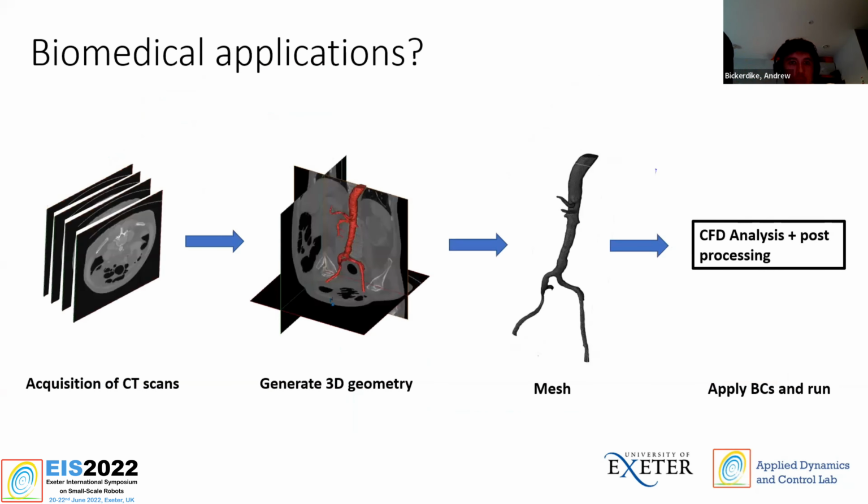What about biomedical applications? Obviously we want to apply this to our biomedical application with gastrointestinal circulation too. So we can actually acquire CT scan files and generate 3D geometry of the blood vessels we're interested in. And from there, we can create a computational mesh to be able to run our CFD analysis on. Then, of course, we can apply our boundary conditions, run the analysis and post-process too.